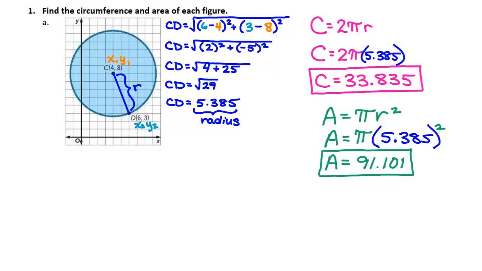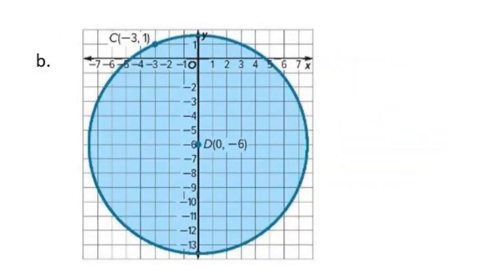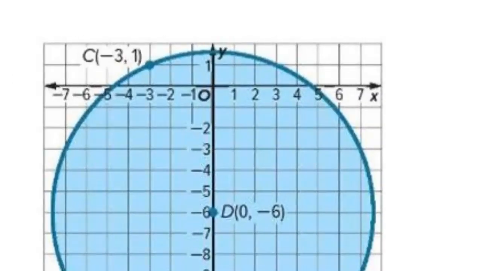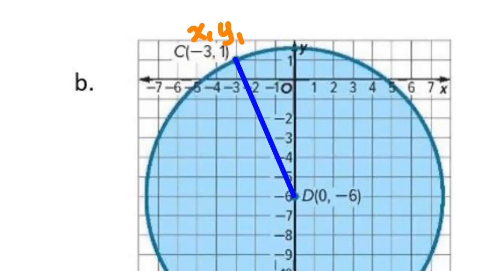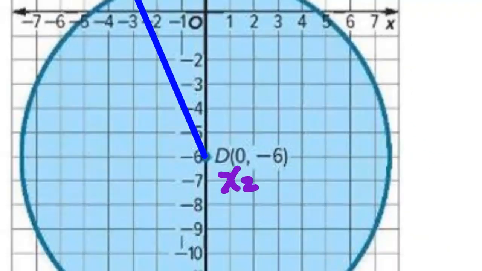Let's try another one to practice with. So first we find the length of the radius using the distance formula, and then we take that answer and use it to find the circumference using 2 pi r, and to find the area using pi r squared. So example B, number 1, part B. We have 2 points. This time D is the center and C is on the edge of the circle. Let's let C be our x1, y1, and let's let D be the x2, y2.